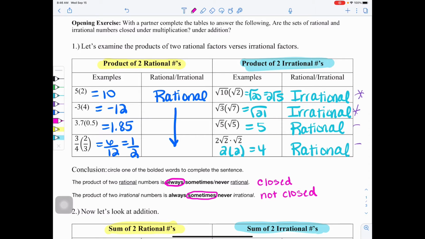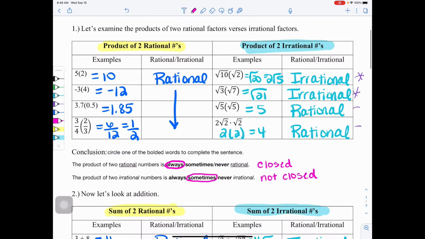On the other side, the product of 2 irrational numbers is sometimes irrational. And you can see I've marked them on the side. So that means that the product, multiplication with irrational numbers, is not closed. Now let's look at addition.